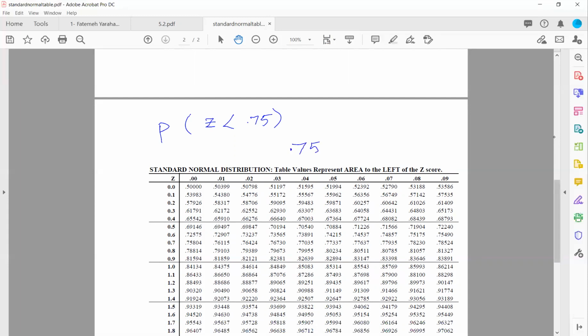0.75. The digits around the decimal, 0.7. So we're looking for 0.7 on the first column. And the second digit on the right-hand side of the decimal, on the first row, 0.05. The intersection between these two gives you the probability or area, which is 0.77337.